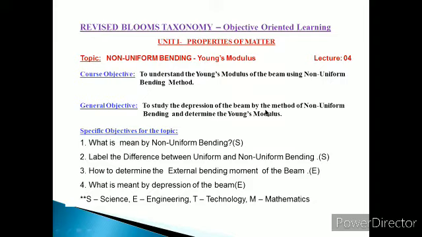Specific objectives for the topic. First, what is meant by non-uniform bending, and labelling the difference between uniform and non-uniform bending methods. Then, how to determine the external bending moment of the beam. And the fourth is what is meant by depression of the beam. These are the specific objectives of the topic.